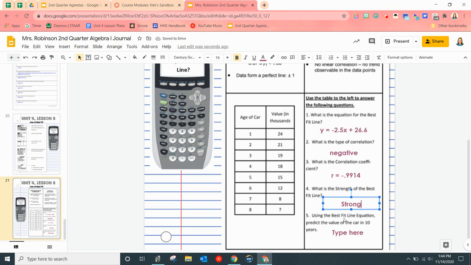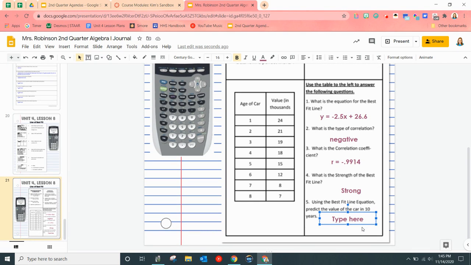So you need to be able to identify if it's strong, if it's weak. That's really, really important. So you can think 0.6 or higher, 0.7, that's pretty strong. And you can think 0.3 and lower, that's going to be pretty weak. The data is just not close to our line.